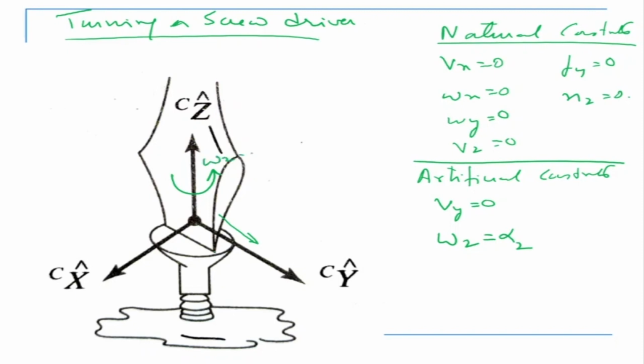Which is my Wz. So when you're rotating the screw clockwise or anti-clockwise, let's say like this, to tighten it or unscrew it, you have to control that omega Z about the Z axis. Similarly, there is Fx is equal to 0. We should not apply a force in the x direction. Nx is equal to 0. Ny is equal to 0. And Fz, we should apply a small force, which is alpha 3. These are my artificial constraints.